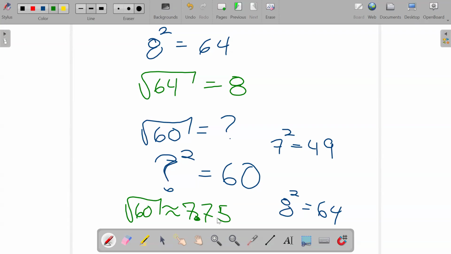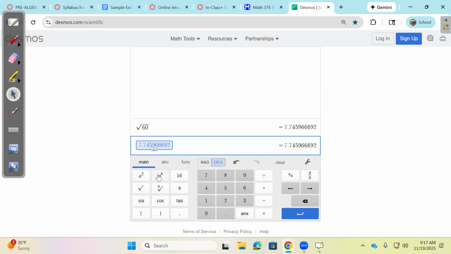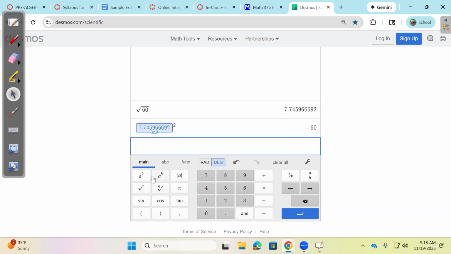Just to double check that, if I take the number above here, remember a lot of calculators have a previous answer button. So if I take that previous answer and raise it to the second power, it should say, oh yeah, that number squared is 60. But if I round at any point, it's not going to be quite there. Like earlier, I called it 7.75. And if I square 7.75, it'll be almost 60. Here it's a little over because I rounded up.